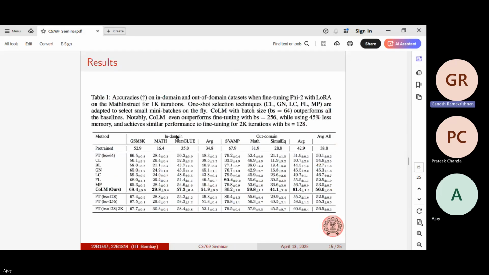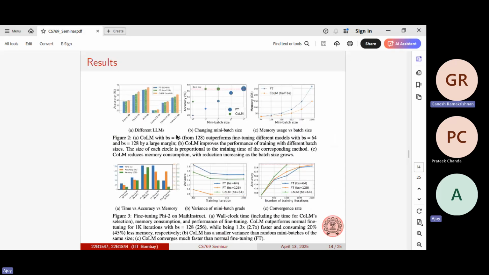I mean, these kinds of results are also very scary. Ultimately, there's no free lunch. There's always a trade-off. What is the trade-off they're presenting? No, I don't think they have shown that.